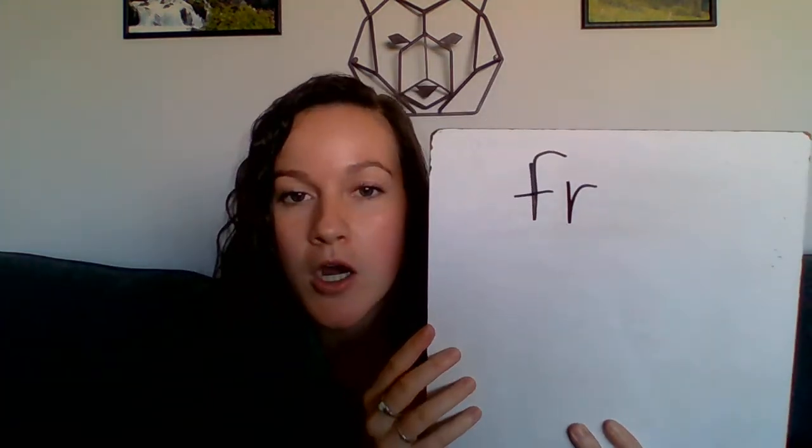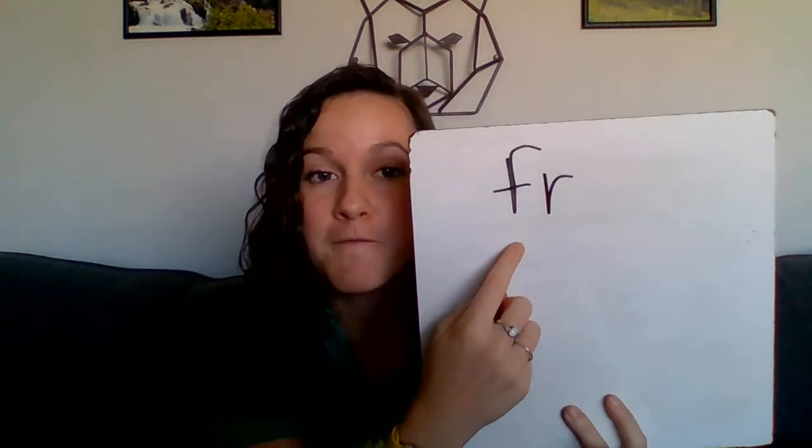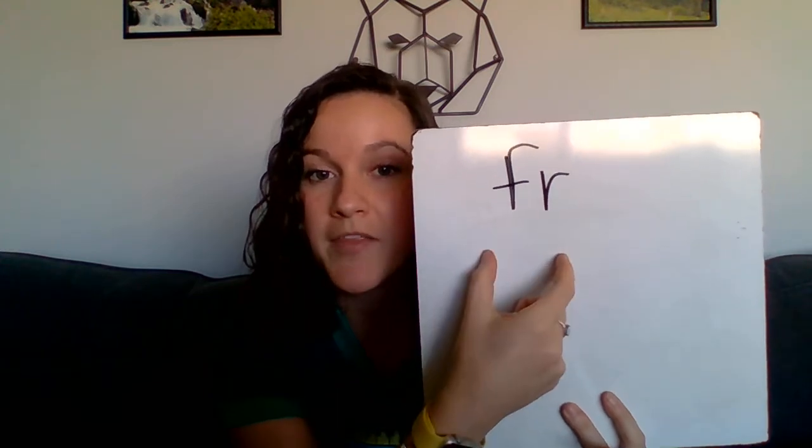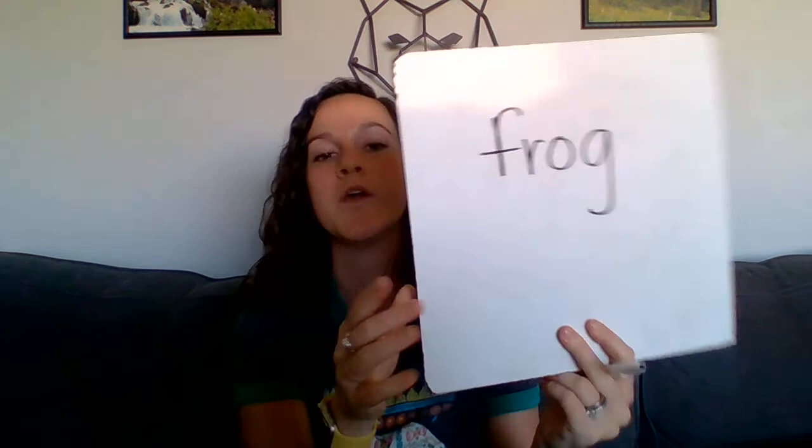The next blend that I want to talk to you today about at the beginning of words is our FR blend. So you're going to blend them together. Fur. Okay, so a couple of words that have our FR blend at the beginning. Here's one word. If I'm going to use my sounds as blends and chunks, I would say frog. I'm not going to use each sound. I'm going to use my blends and my chunks. Frog.